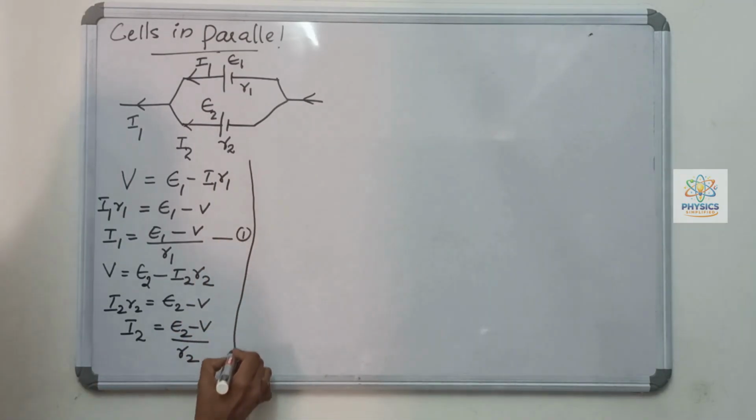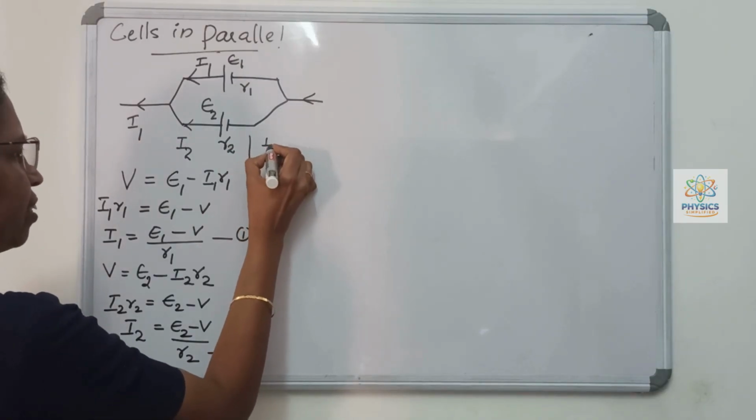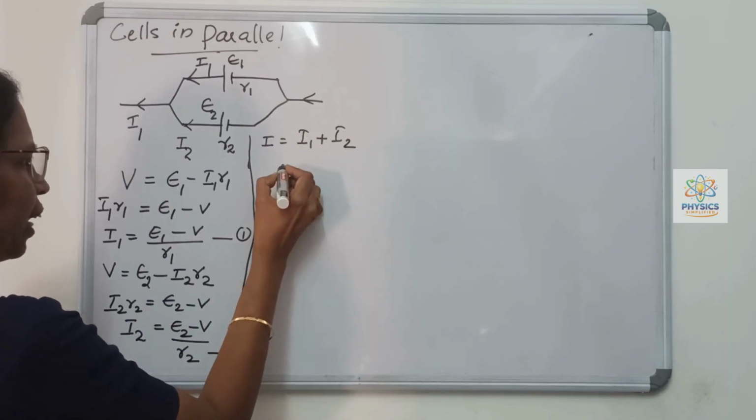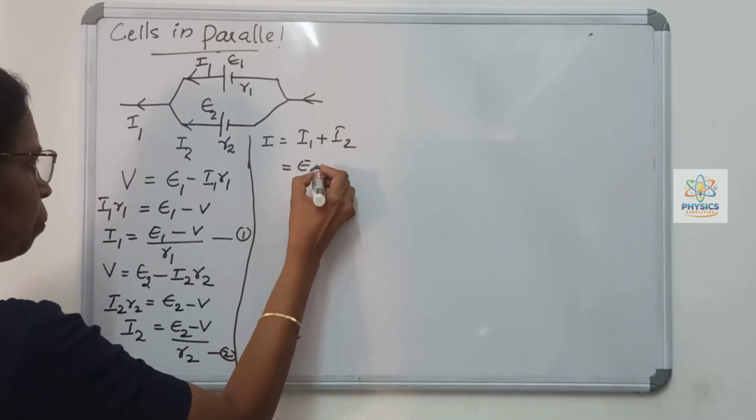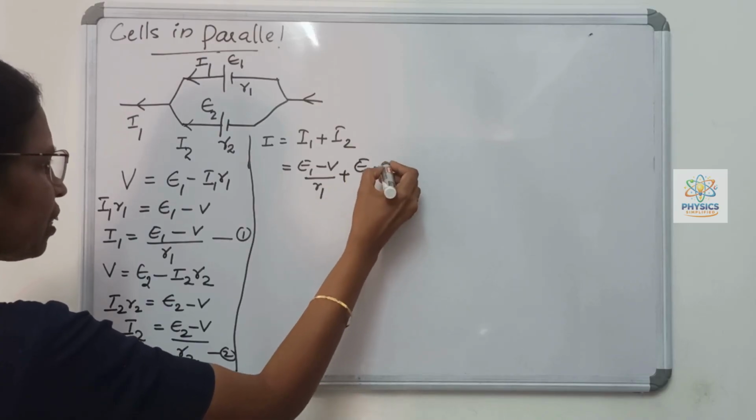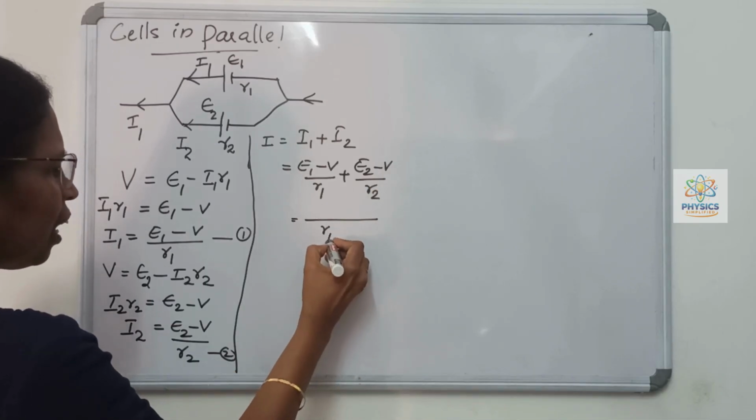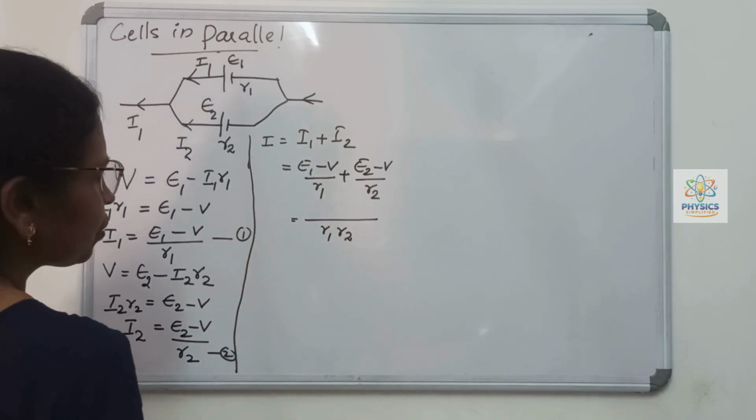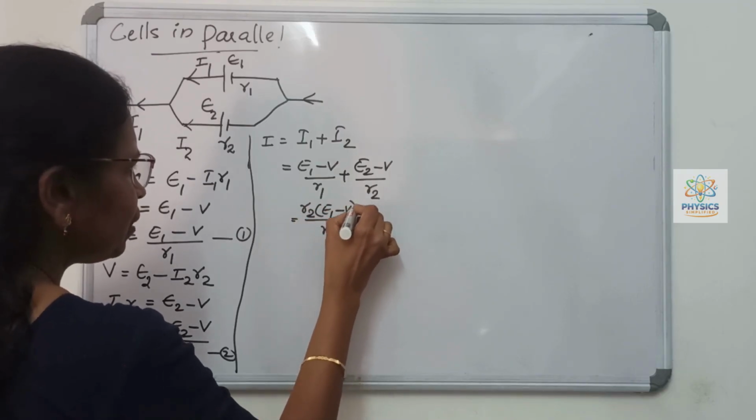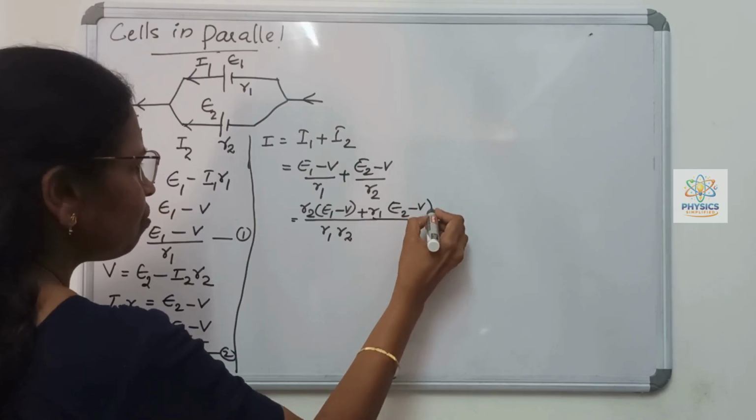Next we have to calculate the total current. Total current I is equal to I1 plus I2. Here I1 is (E1 minus V) by R1 plus (E2 minus V) by R2. If we take the LCM, we will get R1 into R2 in the denominator, and in the numerator R2 into (E1 minus V) plus R1 into (E2 minus V).